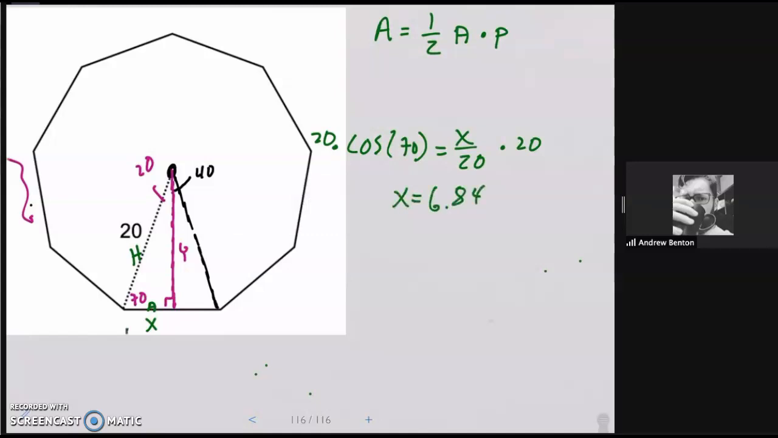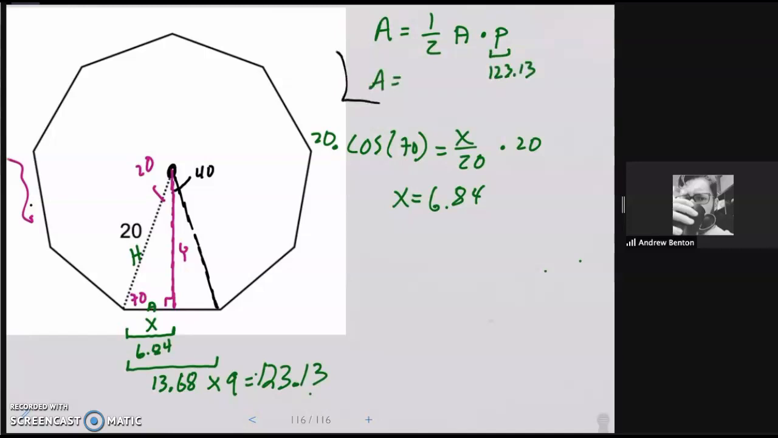So if I know this little side right here that I just found is 6.84, I can multiply that by 2 to get the whole thing as 13.68. And then if I multiply that by how many sides I have, that actually gives me the perimeter. So I got the perimeter to be 123.13. I'll box it.